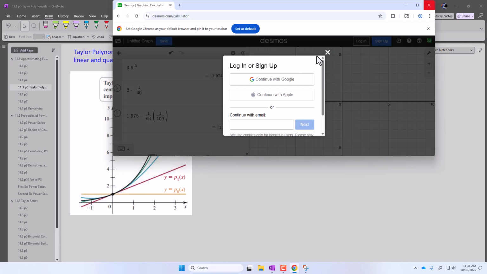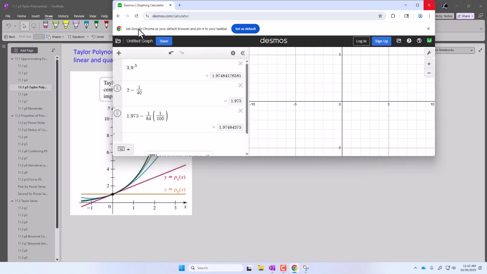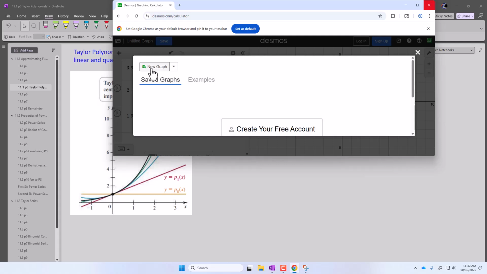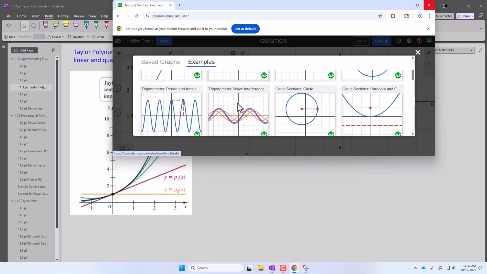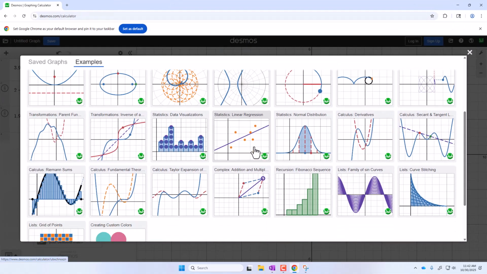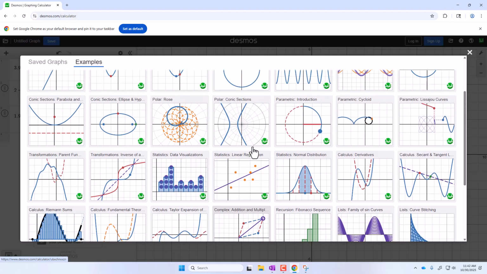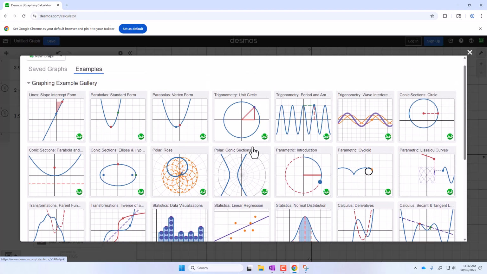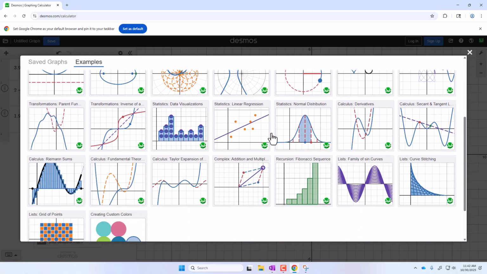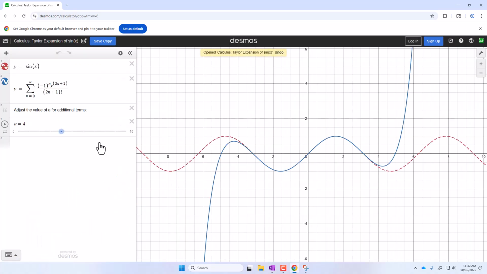Actually, we might be able to just see if we go here to examples. Tell me if you see the word Taylor polynomial anywhere. Yeah, I do. Where? It's down. Down? Taylor expansion of. Yeah, where is that? Down, one, down, right there. Here, oh, okay. All right, so here's what it's going to look like.